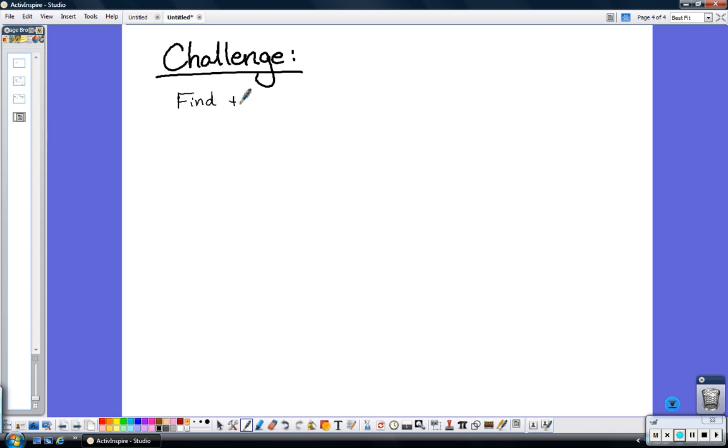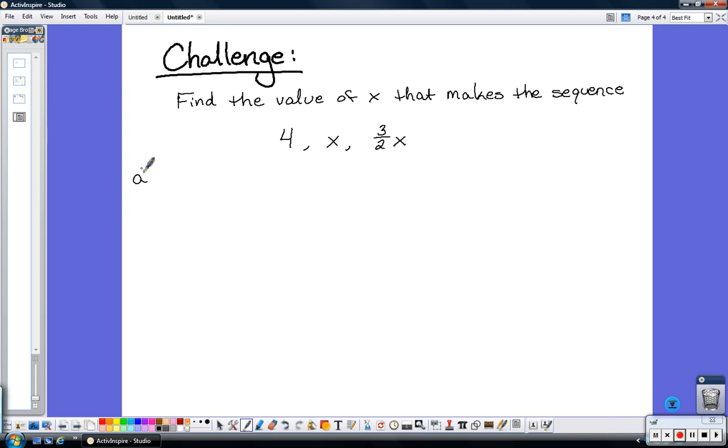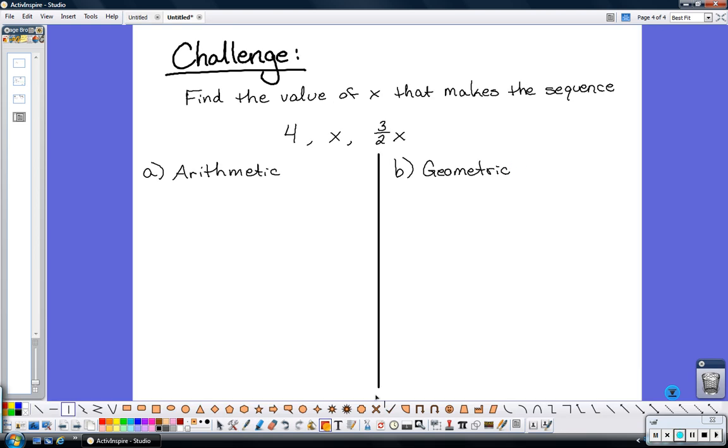So the question asks us to find the value of x that makes this sequence, okay, and the sequence is 4 for the first term, x for the second term, and 3/2 x for the third term. We're going to do two different things here. For part A, we'll make the sequence arithmetic. And for part B, we'll make the sequence geometric. So don't worry about part B yet.